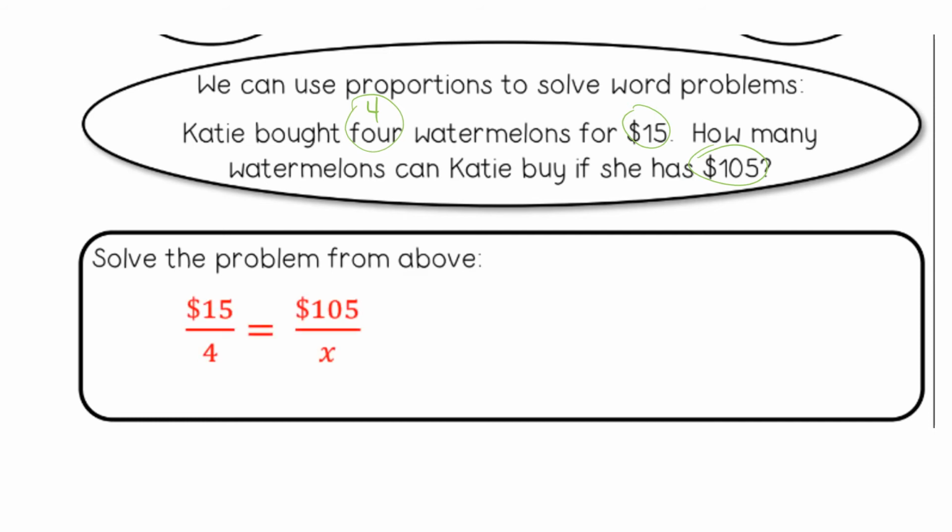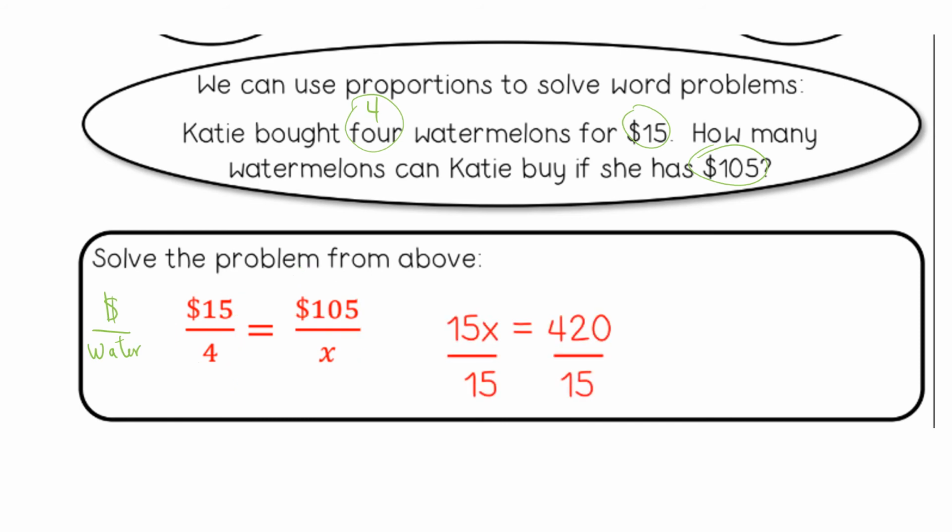And I think it's important also to note we have two different types of information. We have money and we have watermelon. I'll just shorten it to water. So money over watermelon. So anything to do with money is going to go on top, and anything to do with watermelons goes on bottom. So we had $15 for 4 watermelons, and how many watermelons can you get for $105? Let me erase this, it's a bit of a mess.